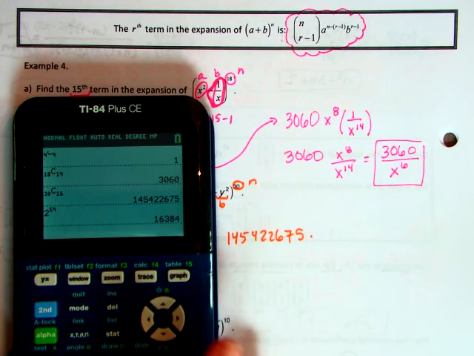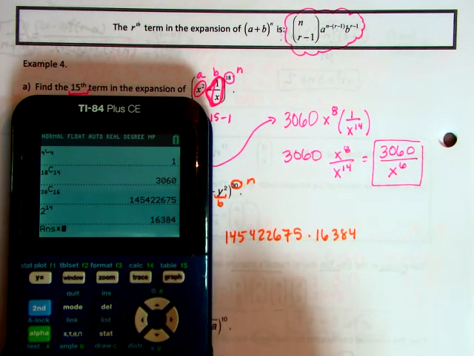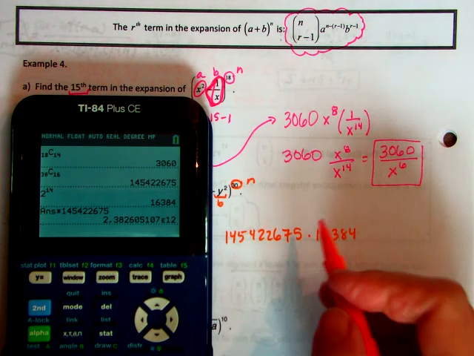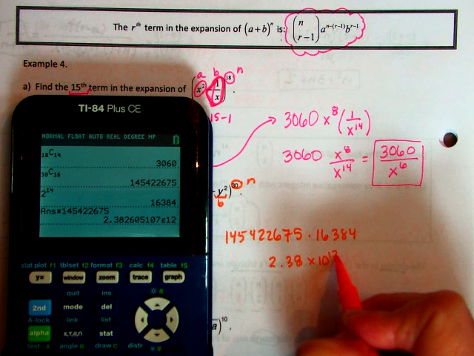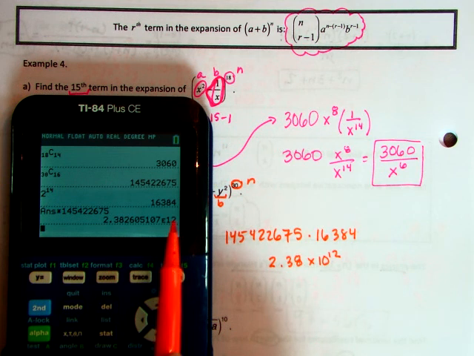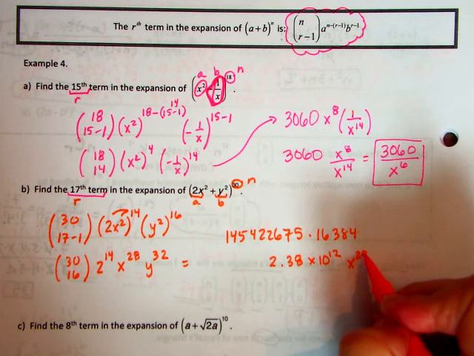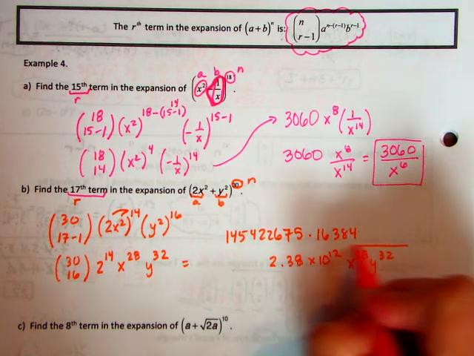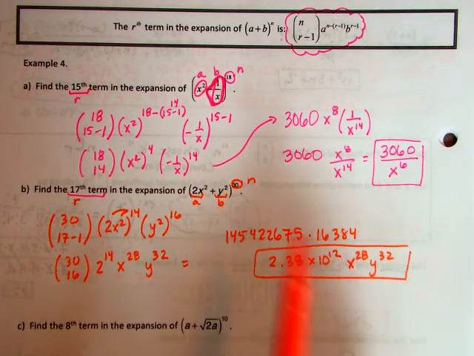And I get, ooh, scientific notation, 2.38 times 10 to the 12th, because that's going to be a very big number. So here you see that e on the calculator. That just means scientific notation times 10 to the 12th power. Okay, x to the 28th, y to the 32nd. Yeah, I wouldn't have wanted to do that one using Pascal's triangle. So 30 terms, right? We're finding the 17th term. That's what it would look like.